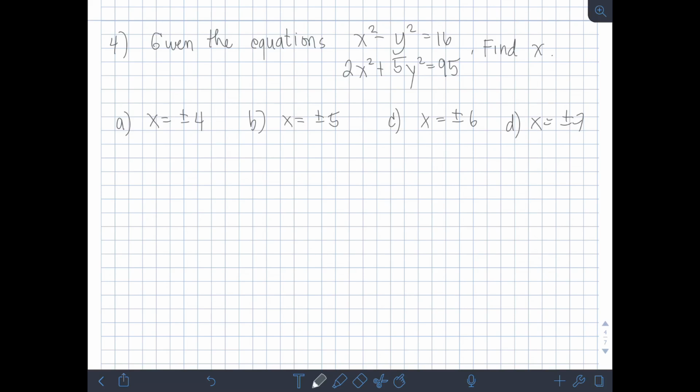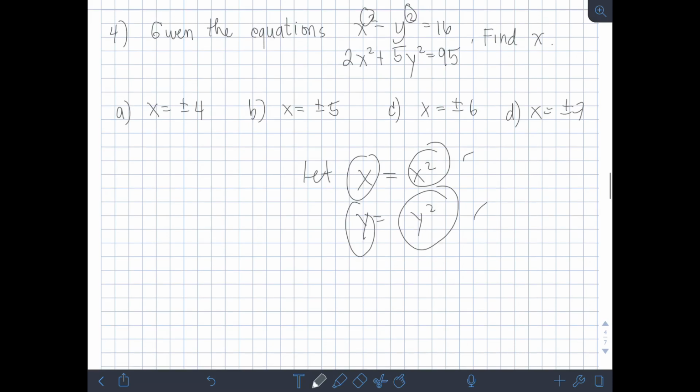Next, we have, given the equations, x squared minus y squared equals 16, and 2x squared plus 5y squared equals 95, find x. Okay, so mapapansin nyo, hindi tayo linear equation kasi may exponent na to yung x at y. Pero, pwede nating let's say, x is equal to x squared, tapos y is equal to y squared. So, originally, ito dapat yung magiging equation natin. Pag nasolve natin itong x at y in linear form, saka natin isa-substitute dito sa equation na to.